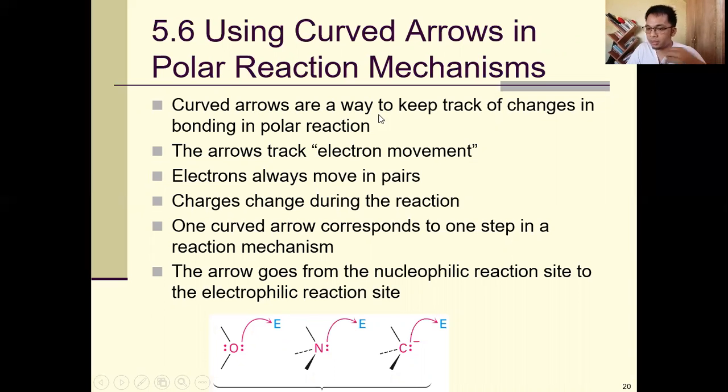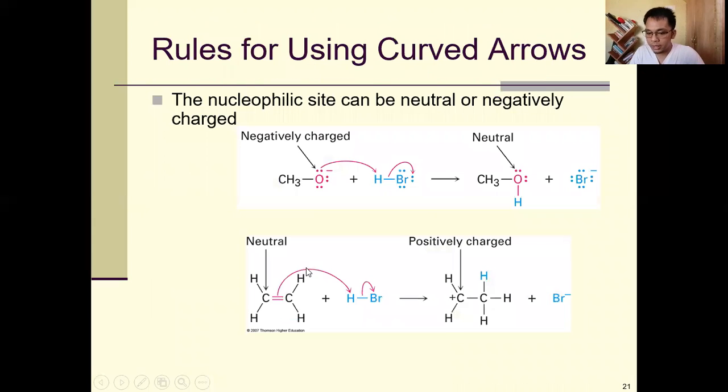Okay. The curved arrows are a way to keep track of changes in bonding in polar reactions. So siya yung nagtatrack for the bond breaking and forming reactions. Electrons always move in pairs. Kapag hindi pair, kapag isa lang yung mag-move, that is a single-headed arrow or homolytic cleavage yun. Okay? And then magkakaroon tayo ng charge during the reaction. Okay? And then so on and so forth. So ito yung two types of our polar reactions here. We have the nucleophile and the electrophile. Negatively charged, positively charged. So attack siya dito to form this compound here to form a neutral.